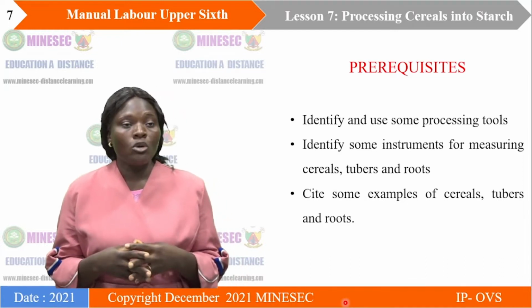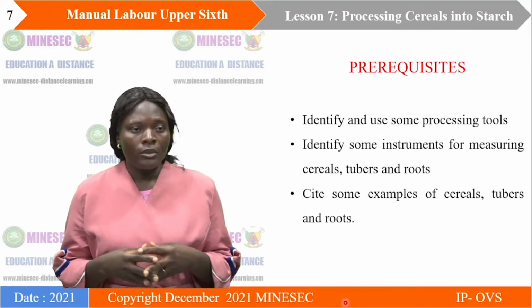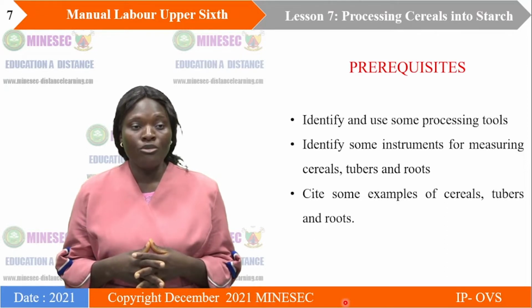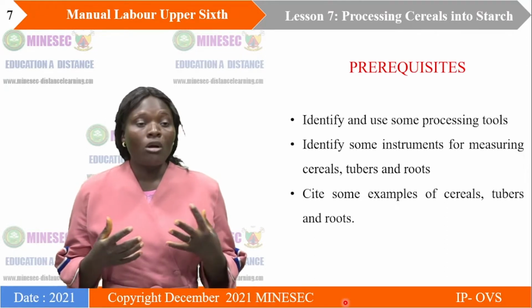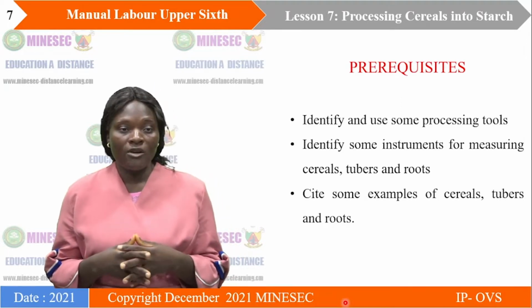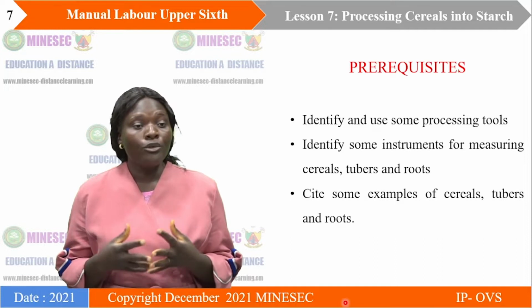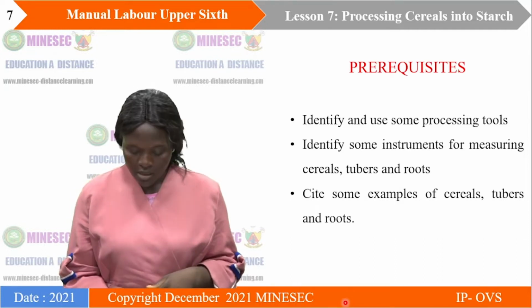Let's move to the prerequisite. At this level, you're able to identify and use some processing tools. You can also identify some instruments for measuring cereals, tubers, and roots. And you can also cite some examples of cereals, tubers, and root.